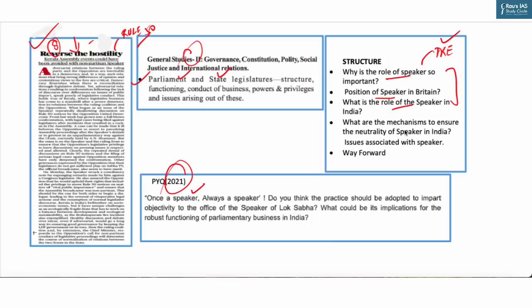In this discussion, we will also talk about mechanisms to ensure the neutrality of the Speaker in India and issues associated with the Speaker. And we'll end our discussion with a way forward. These aspects are important for your mains examination. So let's begin our discussion.